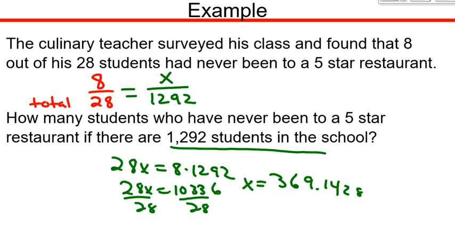369.1428 dot dot dot. Okay, so I can't have 0.1428 of a student, so I'm looking at this number right here. And since that is a 1, which is smaller than 5, I'm going to round this to say 369 students. So about 369 students out of 1,292 have never been to a five-star restaurant.